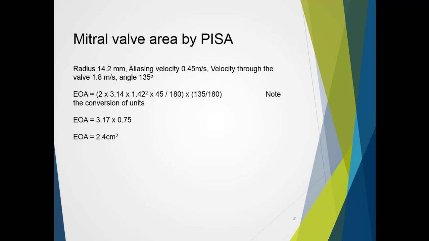Putting it all into practice, if we had the various sets of numbers where the radius is 14.2 millimeters, the aliasing velocity, and the velocity through the valve, the angle can either be actually made by the machines if the machines actually allow for it, or the sonographer needs to grab a protractor, apply it to the screen, and measure the angle itself. Throwing it all into our formula, we obtain this, and note we've actually done a conversion of some of the units to get them all into centimeters. So effectively, our orifice area is 2.4 centimeters squared.